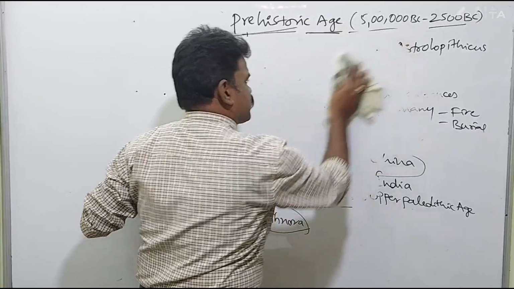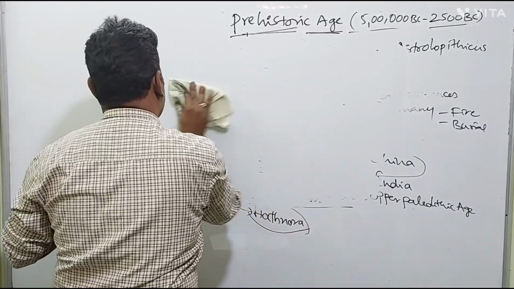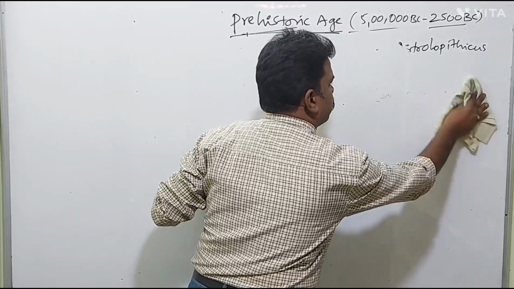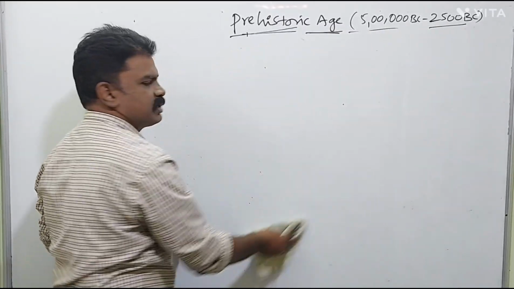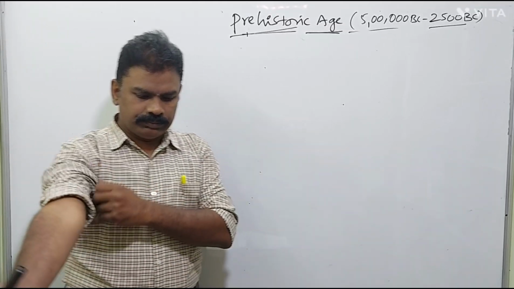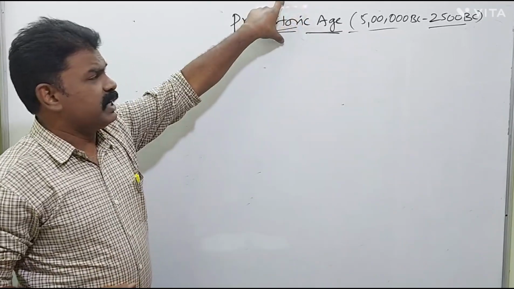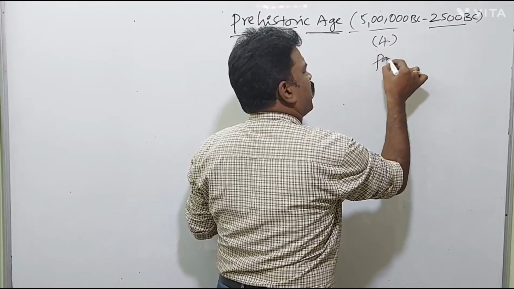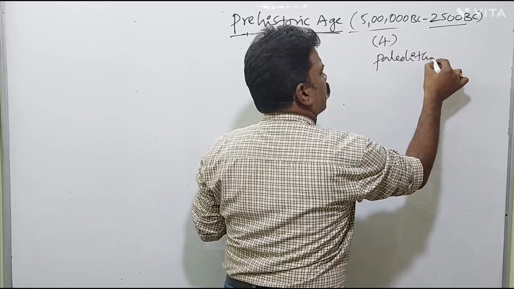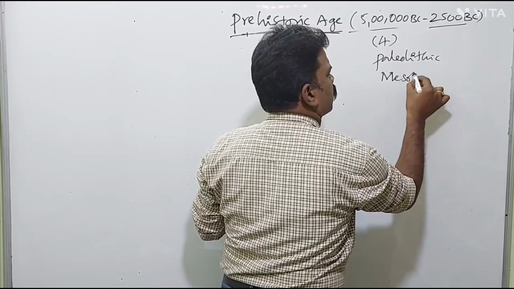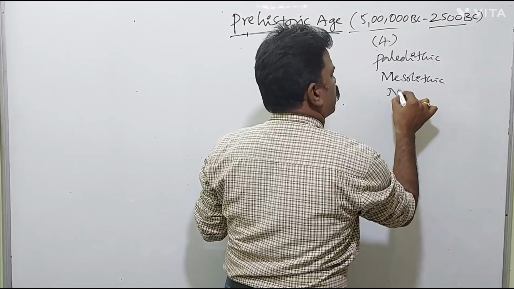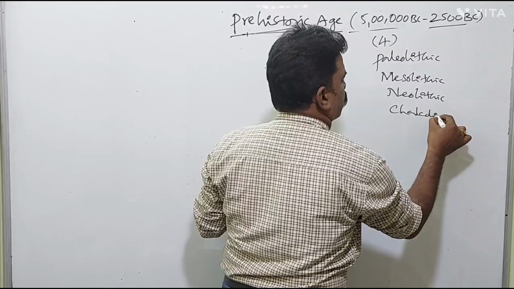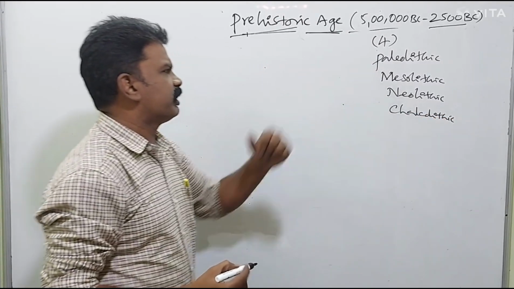In the Indian context, how humans started and led their life in India comes under the prehistoric age. This prehistoric age can be divided into four: Paleolithic, Mesolithic, Neolithic, Chalcolithic. First we will come to the Paleolithic.